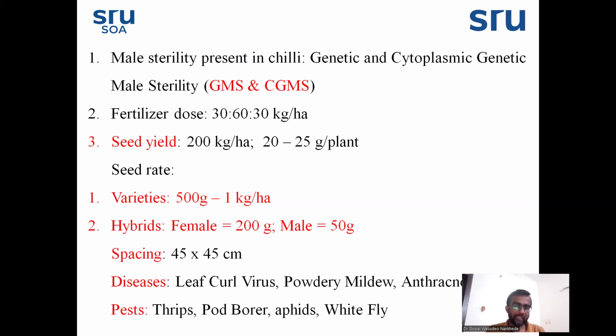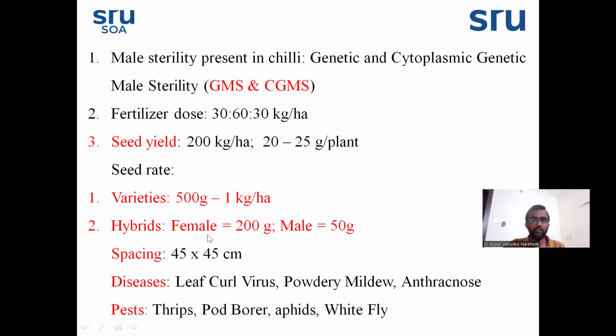So major diseases are, as I have already told you, anthracnose, leaf curl virus, and powdery mildew. Again, we will see the major diseases one by one in next slides. So this virus is mainly transmitted by white flies.